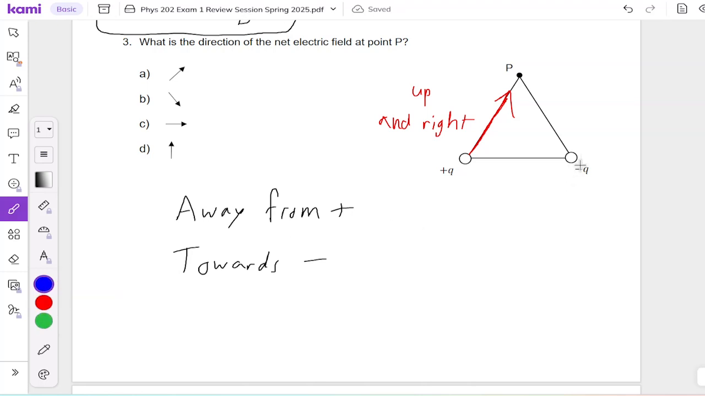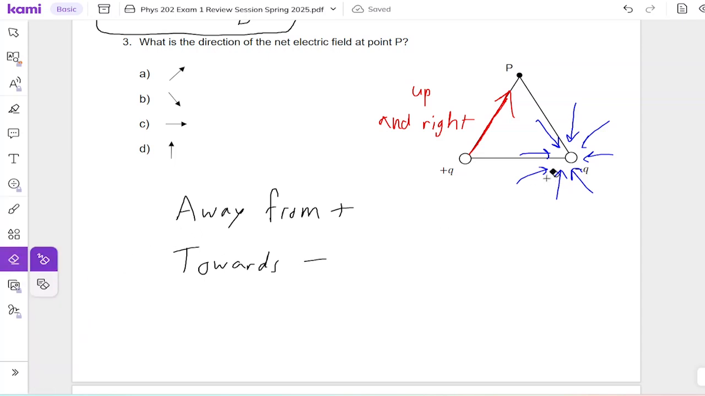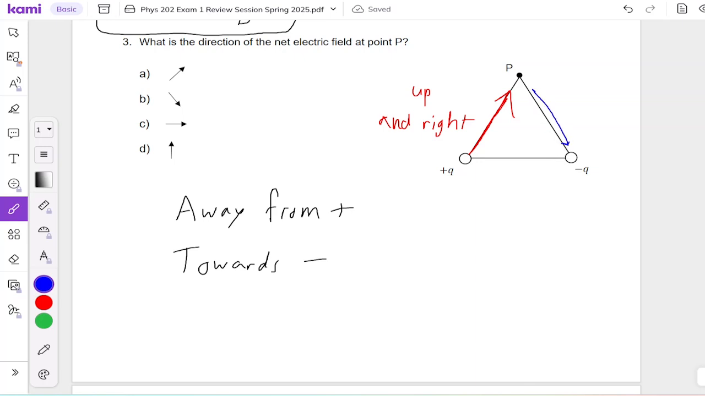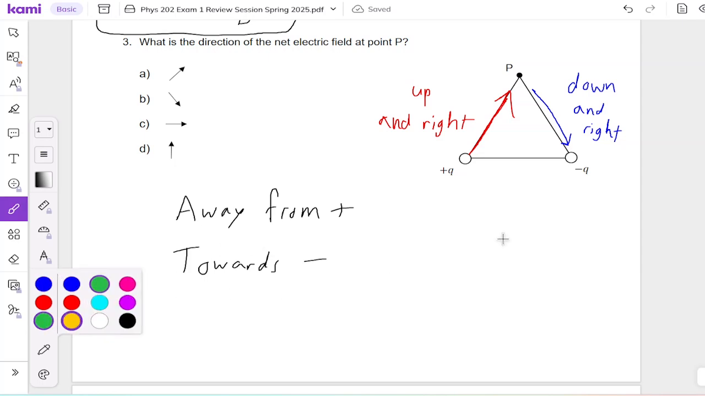And then for negative Q, remember, that's kind of the opposite idea. It wants to point inward from every possible direction like that. But the only direction I care about is the direction towards P, because that's the point of interest, which would be down and to the right. And before I calculate the total electric field, one thing I want to say real quick, don't worry about the field in between them. I don't care about the field or the fact that they're attracting because they're opposite charges. Yeah, all that's true. But all I care about is point P. That's all I care about.